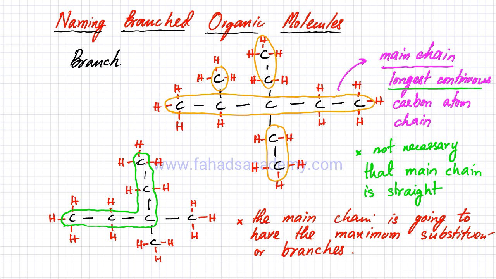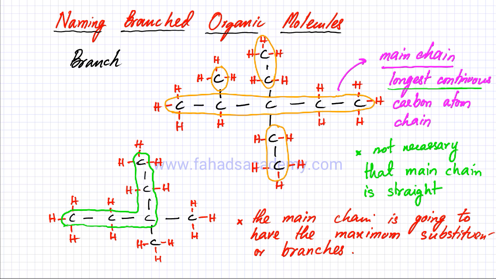Let's sum it up. We're going to decide the main chain. It's going to have the longest continuous carbon atom chain, so they should be in a continuous fashion. It's not necessary that all the carbon atoms are arranged in a straight line. They could be in a zigzag fashion, like the molecule that we discussed over here. The 5 carbon atoms were occurring in a continuous fashion, one after the other, but they were not in a straight line. This could be taken as a main chain.